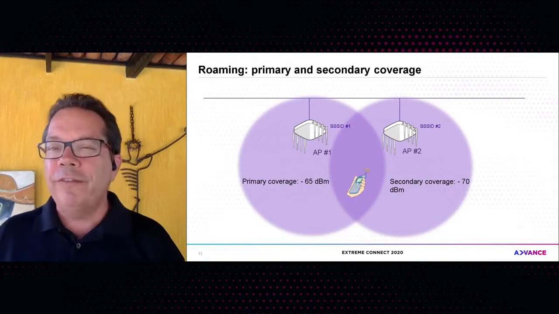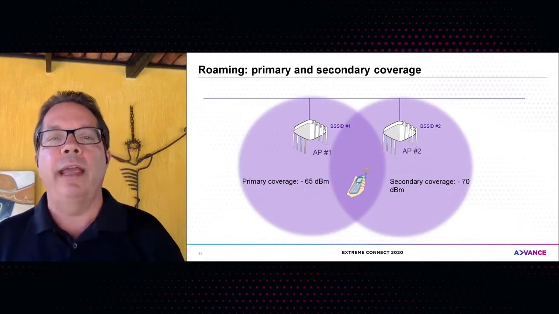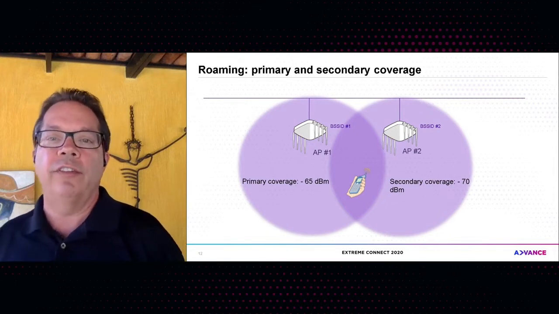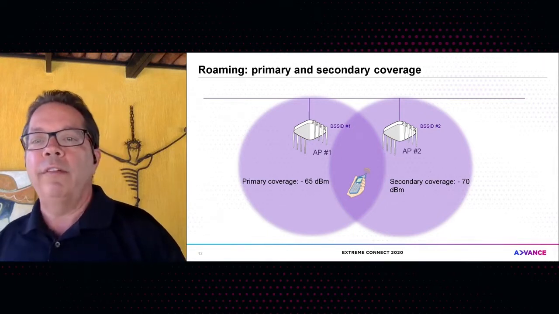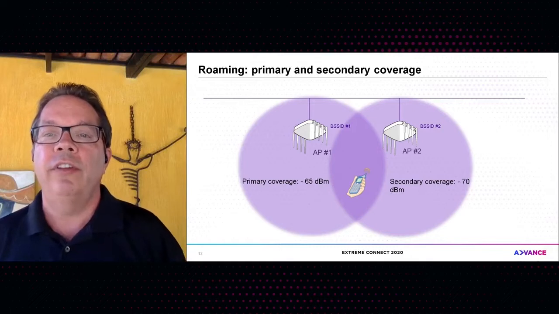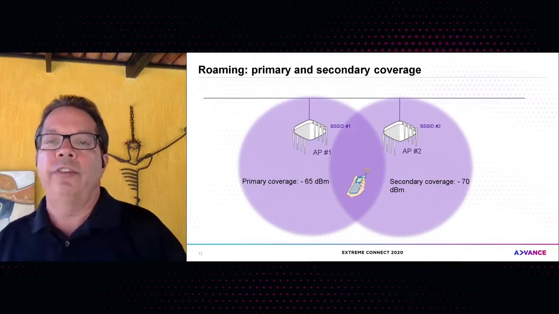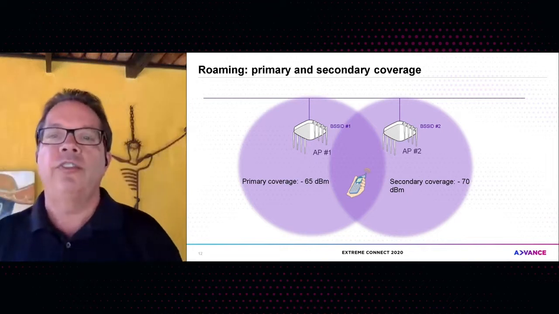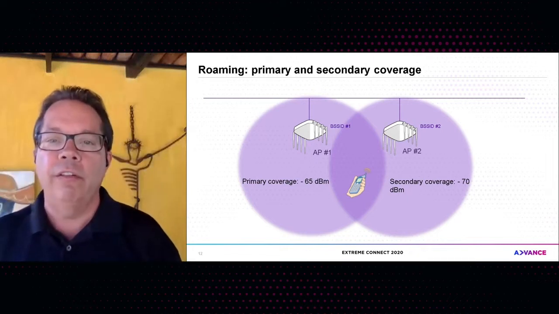Other people have different recommendations. They might say primary and secondary coverage should be the same level. So if you're designing for -65, there should be another one that's nearby for at least -65. Bottom line is there's got to be at least one or two other APs within a close signal range of what you're actually designing for.